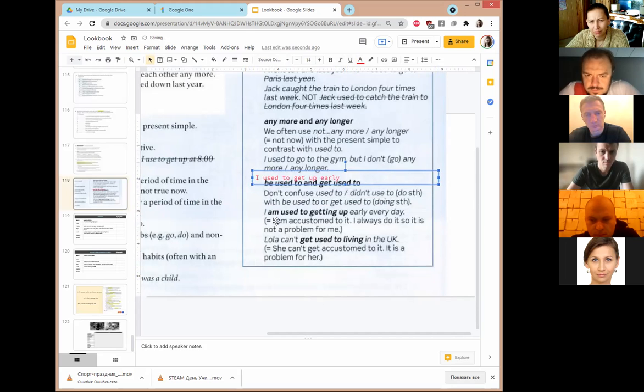А когда мы говорим про привычку, видите, не I used, давайте сравним. Тут I used, а здесь I am used to get. Здесь get, а здесь что? Getting. В том-то и разница. I used to get up early. Я раньше рано вставал. I am used to getting up early. Я привык вставать рано. Lola can't get used to living in the United Kingdom. Она не может привыкнуть жить в Соединенном Королевстве.